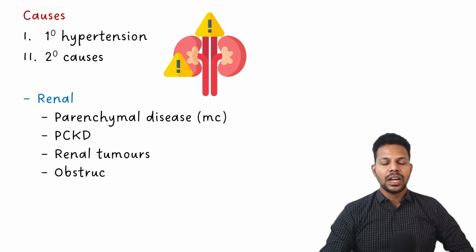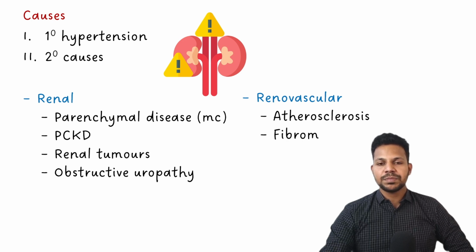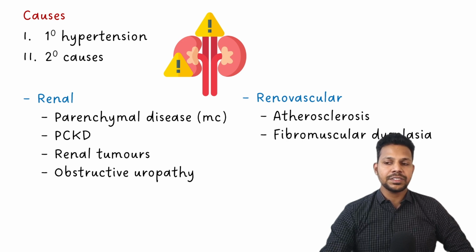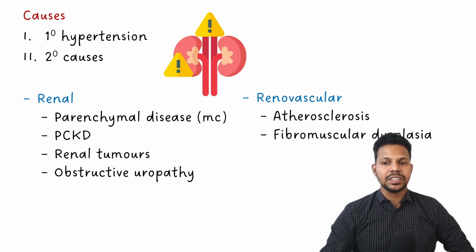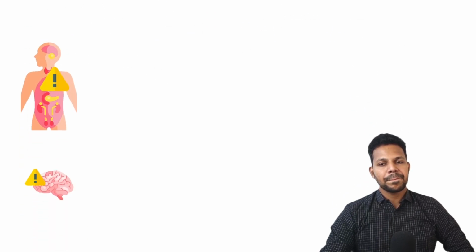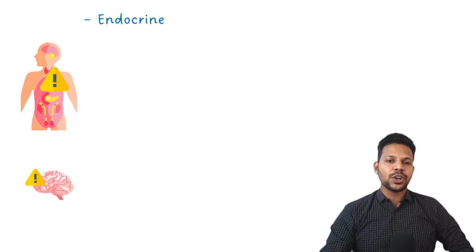renal tumors, obstructive uropathy, followed by certain renovascular diseases where the patient can have atherosclerosis in the renal arteries or fibromuscular dysplasia, which could again result in renal artery stenosis. All of these renal diseases will result in hypertension in the patient. Under endocrine causes, we have acromegaly.